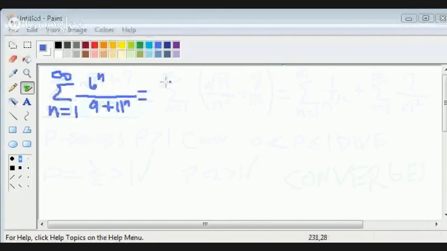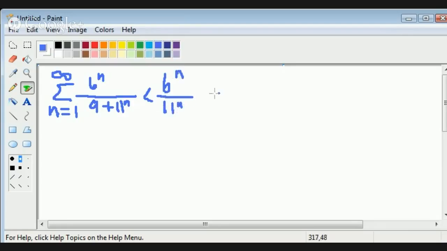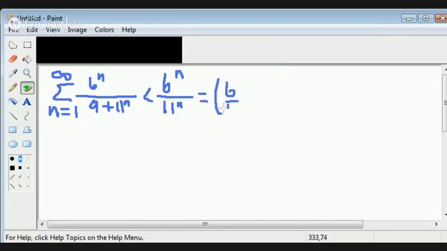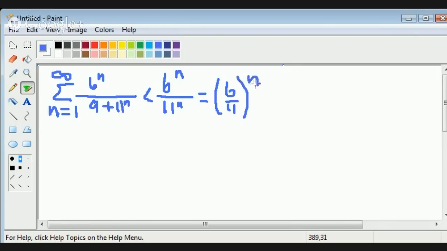The series from n equals 1 to infinity of 6 to the power of n over 9 plus 11 to the power of n. What we can do is put less than and have just 6 to the power of n over 11 to the power of n. And that is similar to 6 over 11 to the power of n.